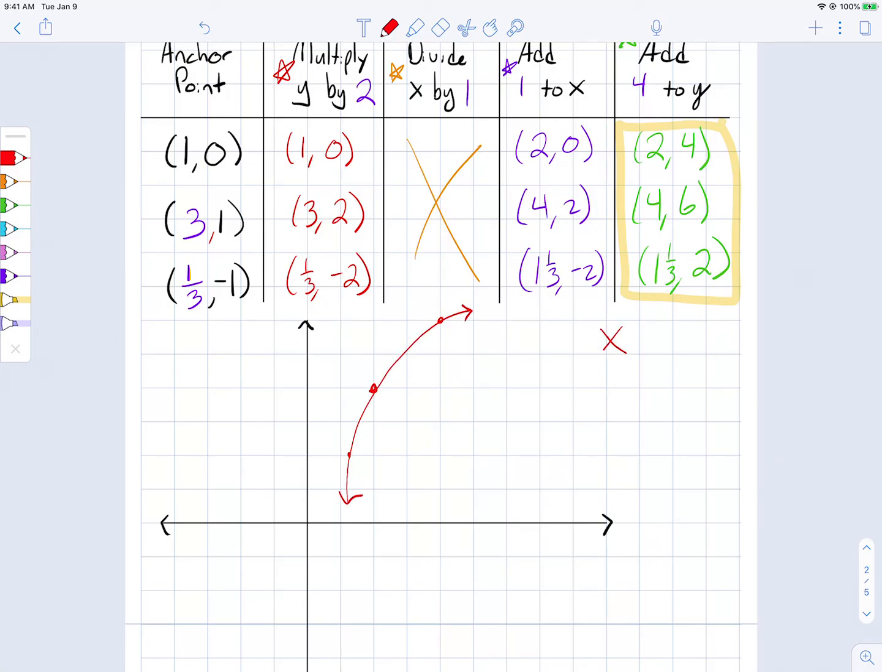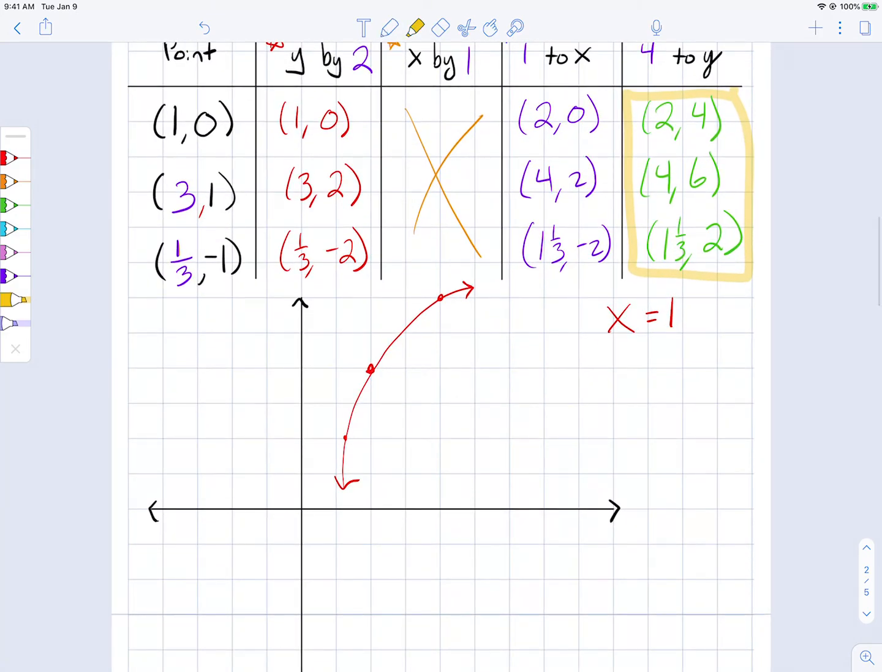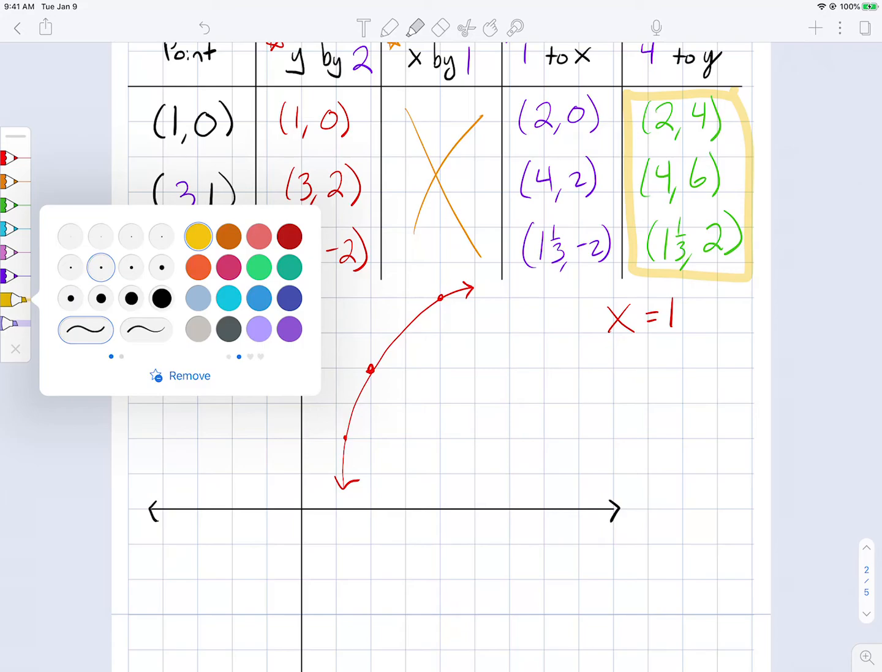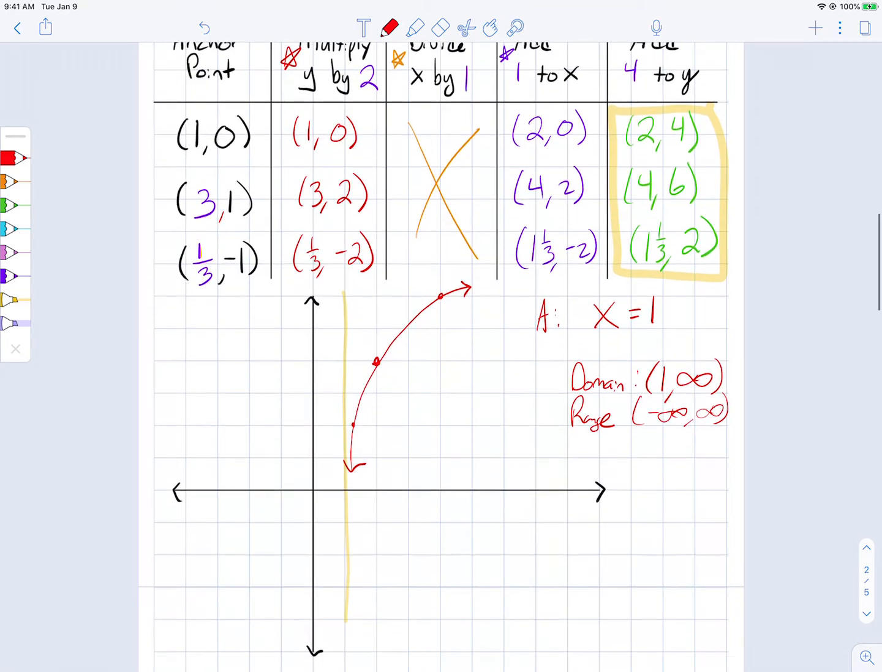Now I found my asymptote is x equals h, so that's x equals 1, which means that if I drew a line through 1 on the x-axis, this graph is not going to cross that. So if I wanted to think about the domain, my domain is not going to go any further than 1, so that's going to be a 1, comma, and it is going to go forever to the right, so that's infinity. My range goes forever up and down, so that's just going to be negative infinity, comma, infinity. So there's my asymptote, x equals 1, my domain, my range, and my graph.